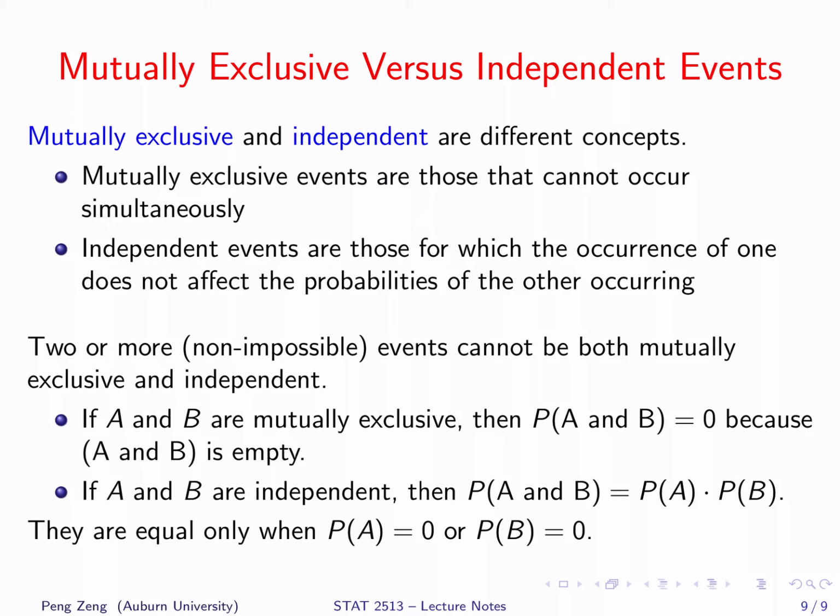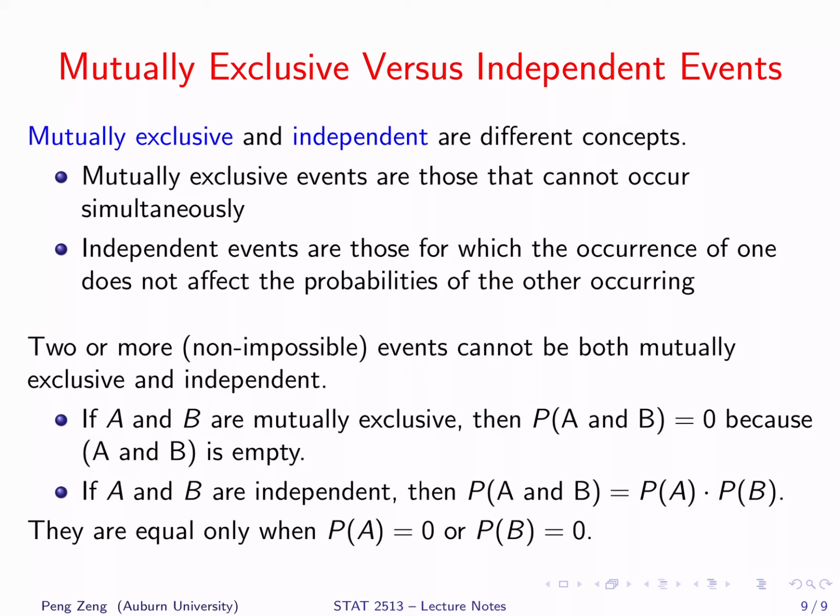We want to emphasize that mutually exclusive and independent are 2 different concepts. Mutually exclusive events are those that cannot occur simultaneously. Independent events are those for which the occurrence of one does not affect the probability of the other occurring. Assume that A and B are mutually exclusive. If A happens, B cannot happen. It means that the occurrence of A affects the probability of B. Therefore, A and B are not independent.